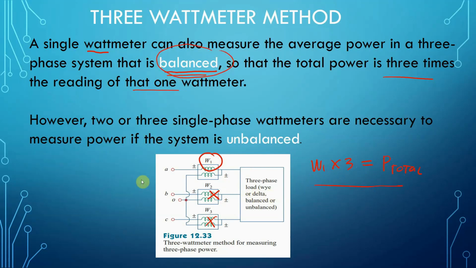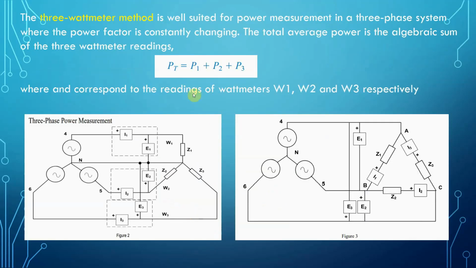Okay? However, if the load is unbalanced, we can use the 2-wattmeter method or 3 single-phase wattmeters. These wattmeters here are all single-phase and connected to each line, and neutral. This O here is neutral. Okay? So let's proceed. The 3-wattmeter method is well suited for power measurement in a 3-phase system where the power factor is constantly changing, and the total average power is the algebraic sum of the 3 wattmeter readings, and this is applicable both for balanced and unbalanced load.